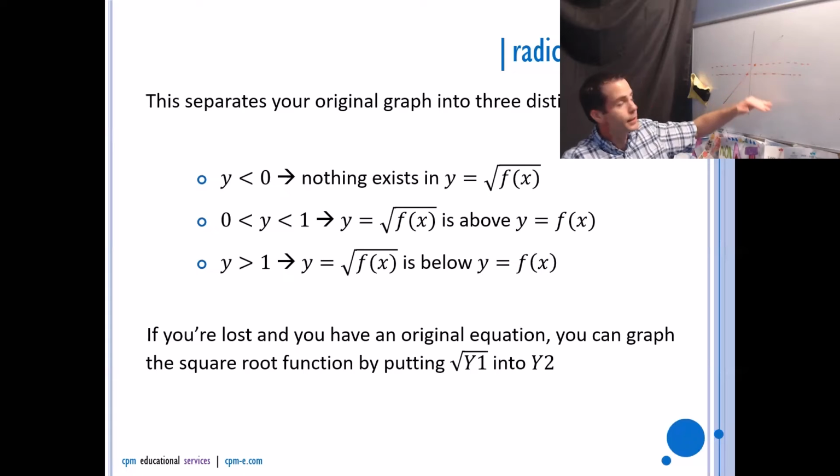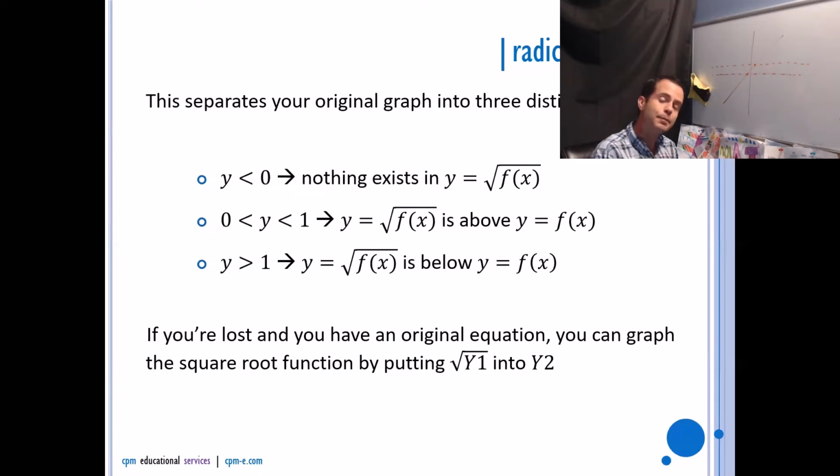One, where y is less than 0. One, where y is in between 0 and 1. And one, where y is greater than 1. And the same thing is always happening within these 3 regions. In the y is less than 0 region, when y was negative, nothing exists in my square root graph because I can't take the square root of a negative number. So for instance, all of this stuff here from the original function is not going to create a square root graph because you can't take the square root of a negative number.